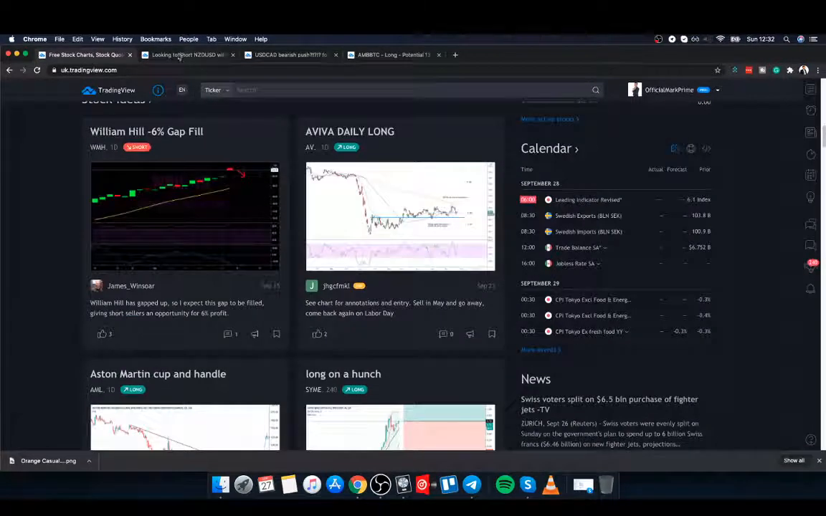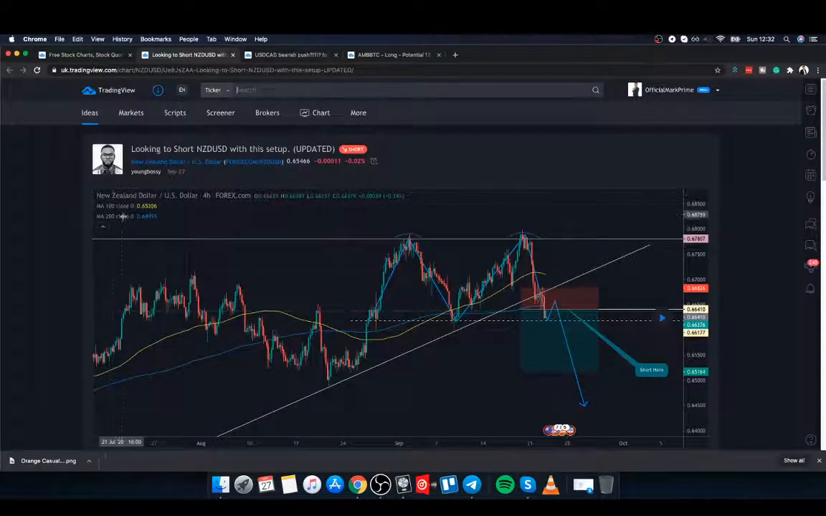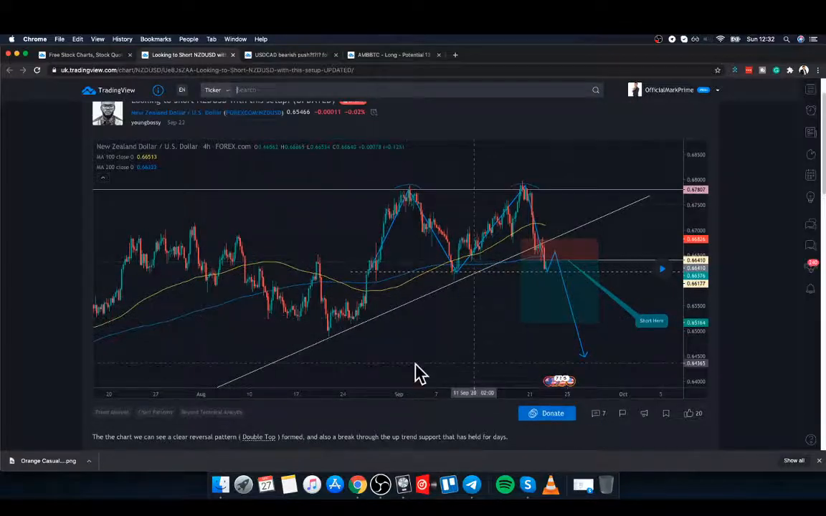All right, so let's start from the beginning. So this guy, young bossy, he's looking to short New Zealand against the USD with this setup, updated short. This is his chart. In his chart, he plotted a moving average of 100 periods and a moving average of 200 periods. These two moving averages are quite common in the spectrum of a technical trader, so I'm not surprised about that.